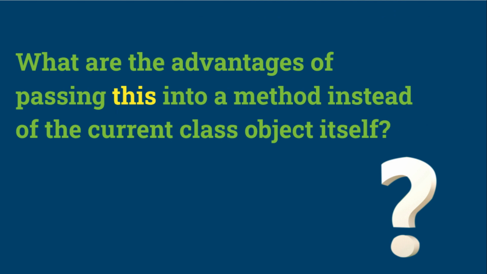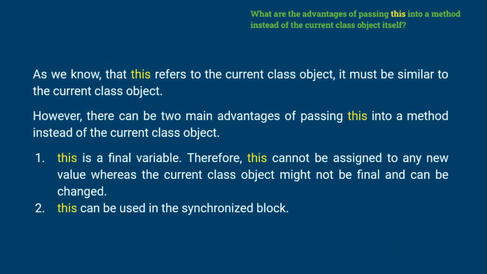Next question. What are the advantages of passing this into a method instead of the current class object itself? As we know that this refers to the current class object, it must be similar to the current class object. However, there can be 2 main advantages of passing this into a method instead of the current class object. This is a final variable. Therefore, this cannot be assigned to any new value, whereas the current class object might not be final and can be changed. This can be used in the synchronized block.